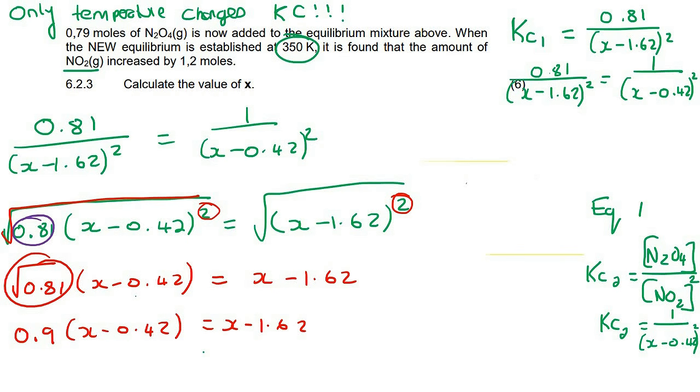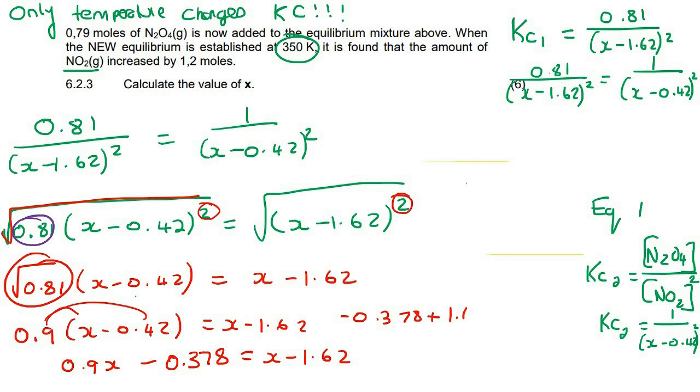Now it's easy, you're just going to solve. I'm going to multiply this 0.9 into this part, so that's going to be 0.378. And then I'm going to solve for x. I'm going to take all the x's to the right and bring all the numbers to the left. So we end up with negative 0.378 plus 1.62 equals x minus 0.9x. There's a 1 in front of that x.